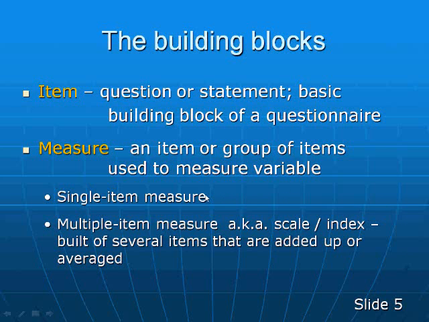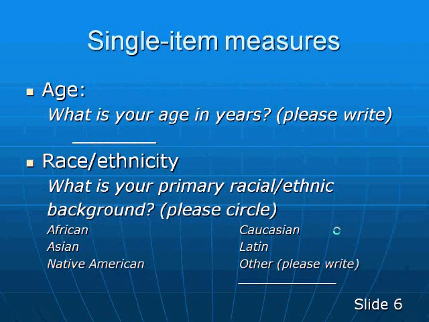Or sometimes, in fact most of the time, measures are made up of more than one item. They are made up of a whole list of items. And in that case, we call them multiple item measures, or we often call them scales or indices. So frequently you're going to see the word the scale, measuring this or that. And in that case, it just simply means a list of items that is used to measure something. So let me give you some examples. First, the single item measures.